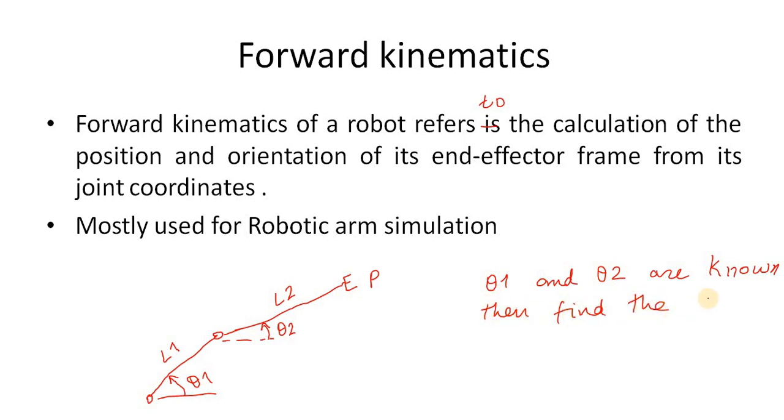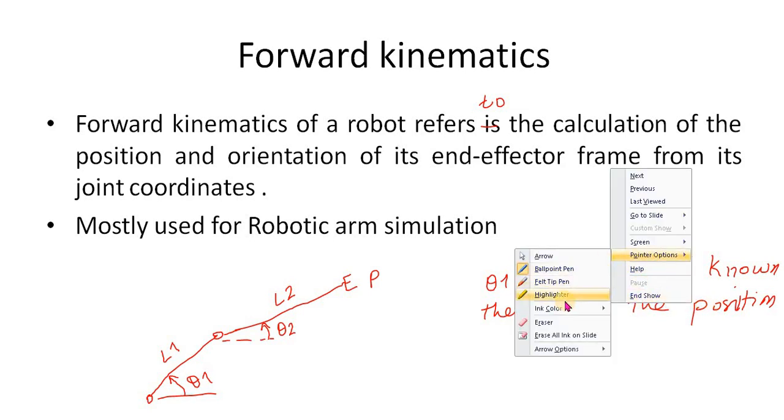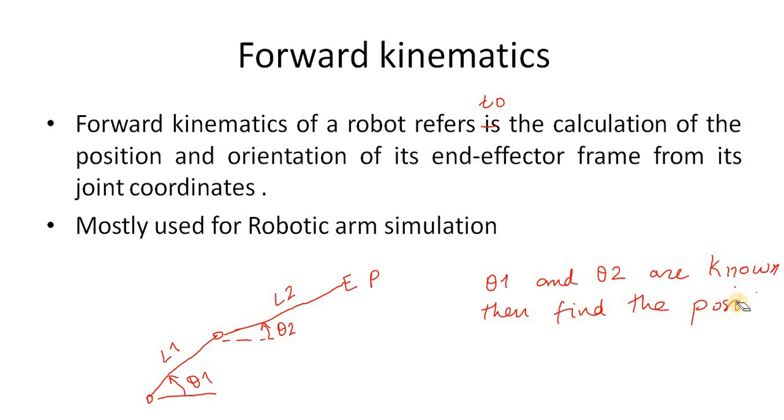So if theta 1, theta 2 are known, then find the position and orientation of P. So yeah, we need theta 1, theta 2, and also we need L1 and L2. So this is called forward kinematics.